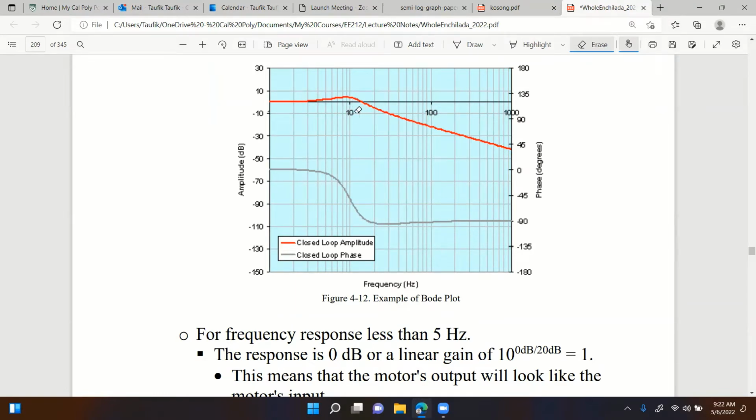Again, imagine if you use a linear plot from 10 to 1000 hertz. That's going to be a long plot, takes up a lot of space to plot the data. But again, here with log scale, it takes up less space for plotting the data.